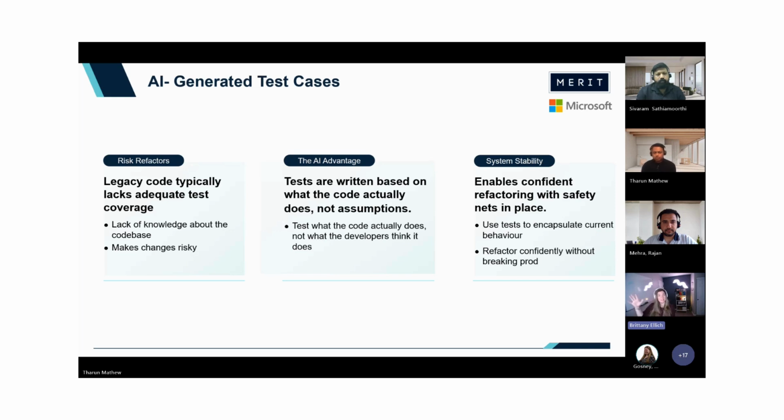You can put tests in place surrounding this legacy code so that you can make sure that nothing changes or breaks in the process, and then you can incrementally refactor the code so that you can make sure that there's no downtime with that legacy system. You can refactor much more confidently without actually breaking production, which is great for everybody.